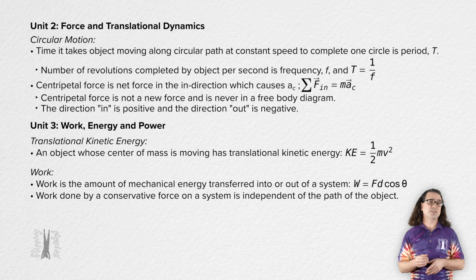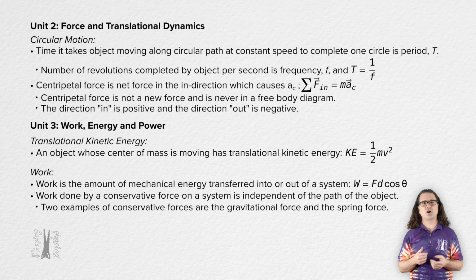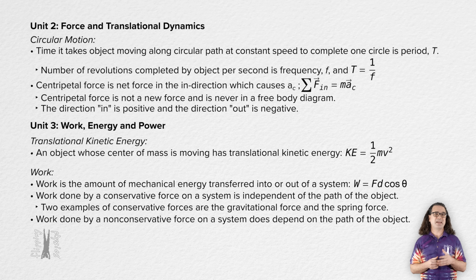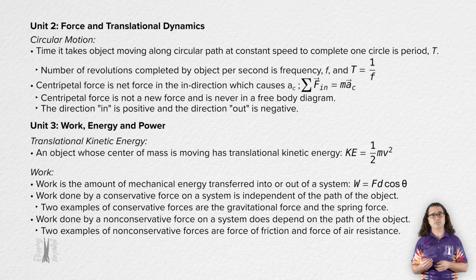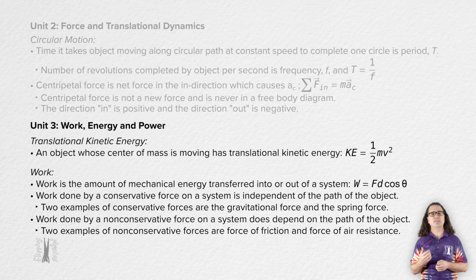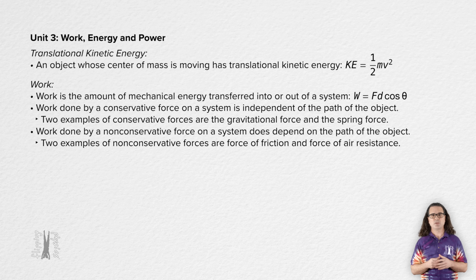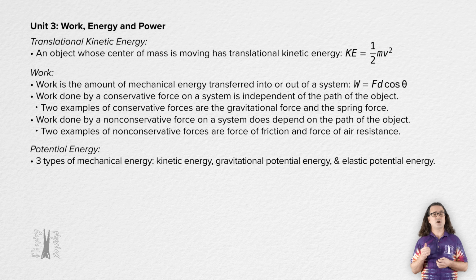The work done by a conservative force on a system is independent of the path of the object. Two examples of conservative forces are the gravitational force and the spring force. The work done by a non-conservative force on a system does depend on the path of the object. Two examples of non-conservative forces are the force of friction and the force of air resistance. The three types of mechanical energy are kinetic energy, gravitational potential energy, and elastic potential energy.